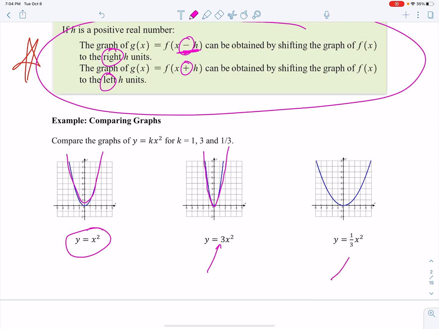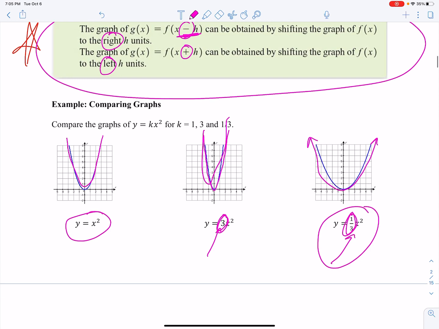All right, and then notice what happens here. Now we're multiplying by a fraction smaller than 1, right? Actually, we notice it makes the parabola wider. Okay, so again, it's kind of the opposite of your thinking. If we multiply by a number greater than 1, we make the graph thinner. If we multiply by a fraction less than 1, we make the graph wider. So very important.